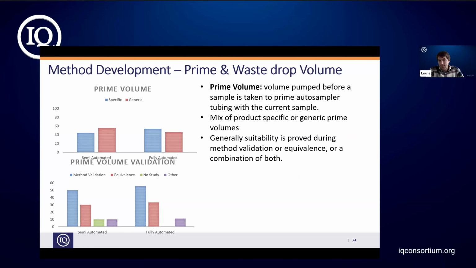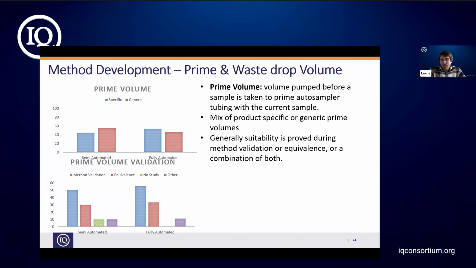And what we asked is whether people develop the prime volume specifically for a certain product, or whether they use a generic setting for that. And then you see on the top graph that for both semi and fully automated systems, it's kind of a 50-50 mix, I would say, where some people use a generic setting while some develop it product specifically.